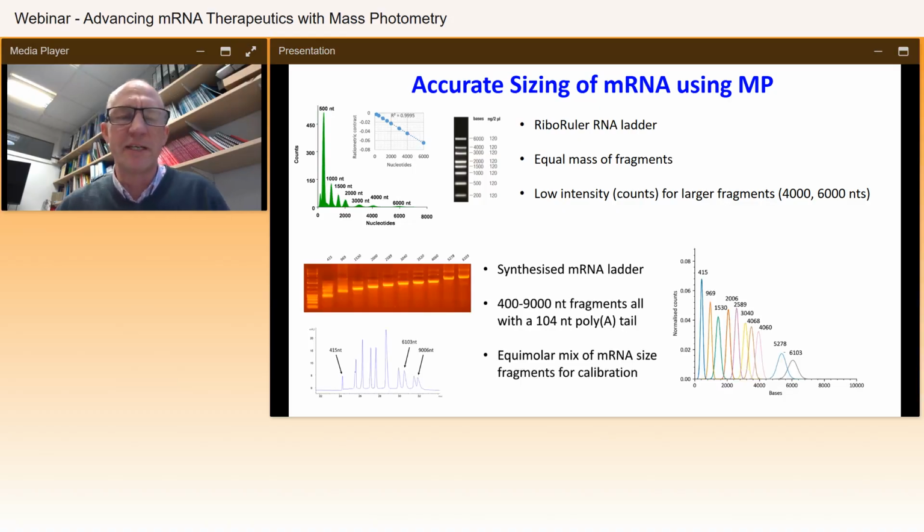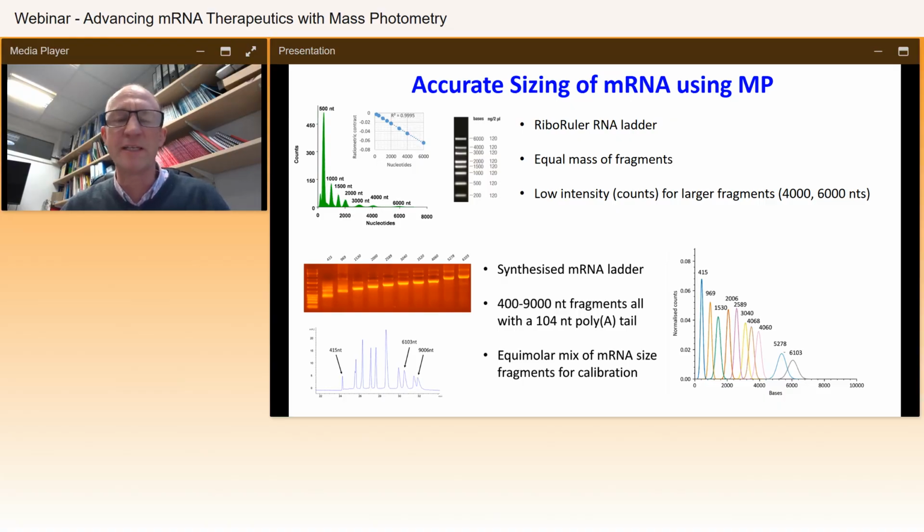So what we wanted to do is essentially develop our own set of RNA sizing standards that were not based on equal mass to be put into the mass photometry. So we synthesized essentially an mRNA ladder, a series of different fragments. And each of these different fragments was a better or more realistic example of an mRNA. So we developed a wide range of different fragments, all of different sizes, and each of these had a 104 nucleotide poly A tail. So it's much more realistic in terms of an example for the RNA sizing.